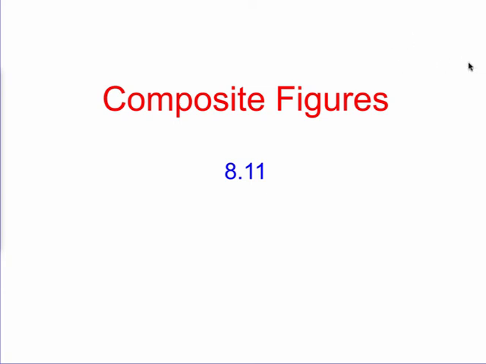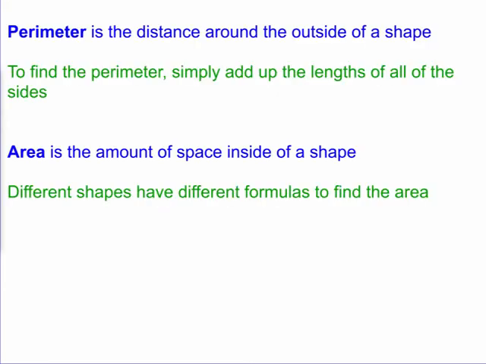For this video, we are going to be discussing composite figures. So we're going to be talking in this video about area and perimeter. Perimeter is just the distance around the outside of a shape. This is something that you've done before and you should know that all we do to find perimeter is simply add up the lengths of all the sides. So we just see what is the distance around the outside of a shape.